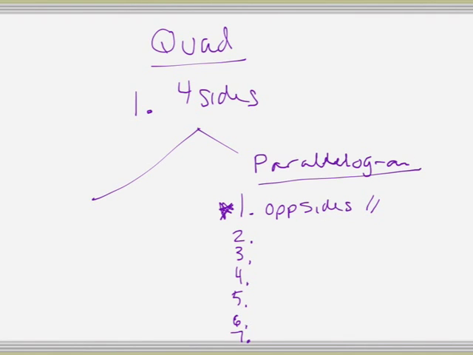What is something else that we know about parallelograms? Opposite sides are congruent, and I also heard opposite angles are congruent. What's something else that we know about parallelograms? Their diagonals bisect each other. Diagonals bisect each other.